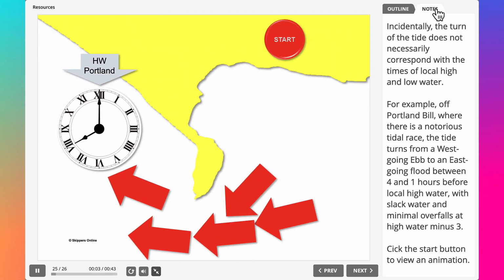Incidentally, the turn of the tide does not necessarily correspond with the times of local high and low water. For example, off Portland Bill, where there is a notorious tidal race, the tide turns from a west-going ebb to an east-going flood between 4 and 1 hours before local high water, with slack water and minimal overfalls at high water -3. Click the Start button to view an animation.